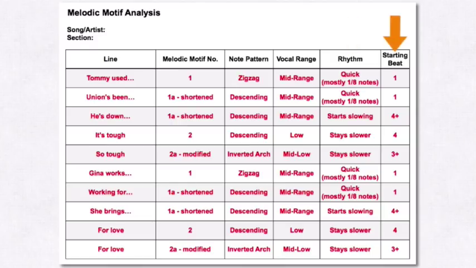And then finally, in the last column, I'll make a note of the beat that each motif starts on. Changing the starting beat of your melodic motif from section to section is usually a pretty good, although less thought of, way to change the sounds of your motifs in each section of your song. So you do want to know when that occurs. All right, so I hope that information helps.